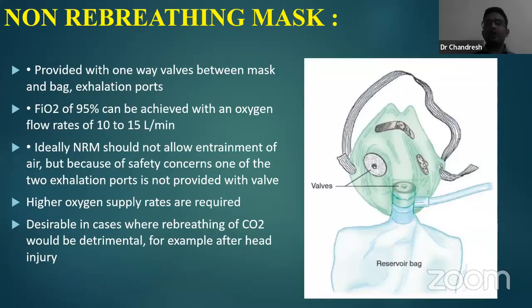Can you see here two valves on the side, one between the mask and the bag and the other on the side. So this one is provided with one-way valves between the mask and the bag and between the exhalation ports. Here FiO2 of almost 95% can be achieved with an oxygen flow rate of 10 to 15 liters per minute.